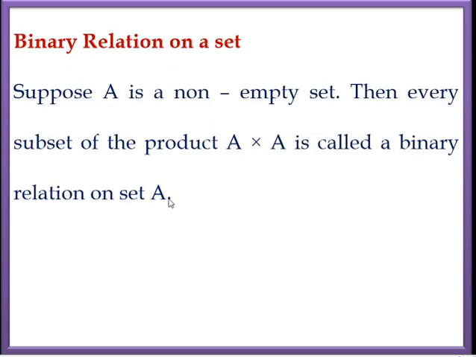Now, binary relation on a set. Suppose A is a non-empty set, then every subset of the Cartesian product is called a binary relation on set A. I repeat, suppose A is a non-empty set, then every subset of the Cartesian product A cross A is called a binary relation on set A.